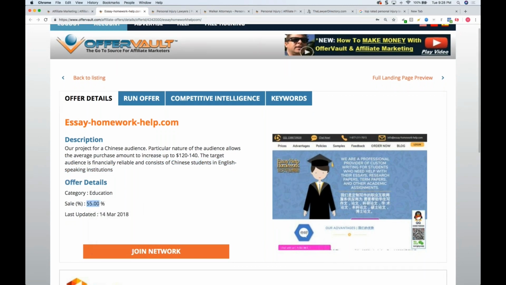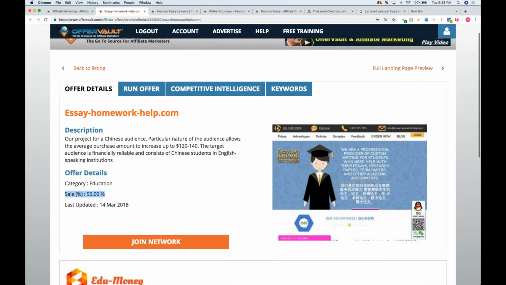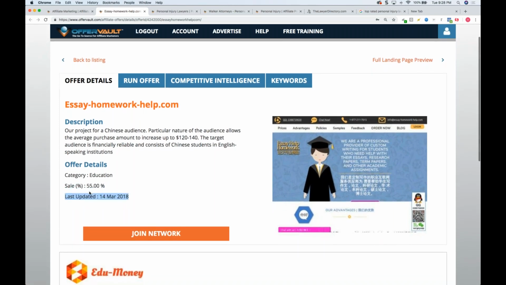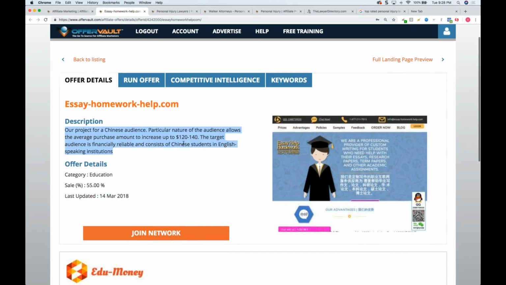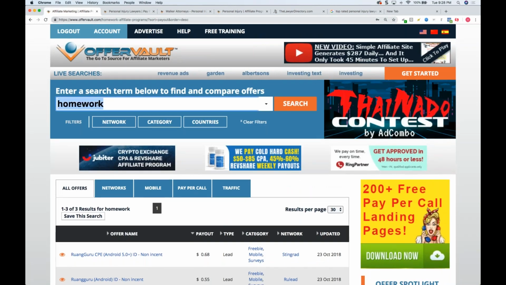And again, this is a cost per sale, which is nothing wrong with running cost per sale offers, but you want to understand that you're not getting paid for a sign up or a lead. When it says a percentage and a sales percentage in OfferVault, it means you're going to get paid as a CPS, or cost per sale. So you're only paid when someone purchases this. And that can work. We have lots of affiliates who are very successful running cost per sale offers. But again, this one here is probably a little hard because the targeting is Chinese students in English speaking institutions, right? Kind of tough. So now let's go back here and let's type in tutor.